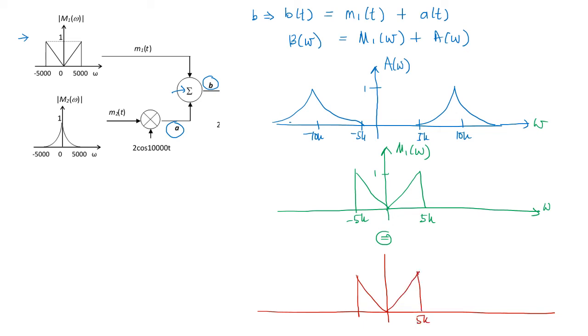So we have M1 from negative 5k to 5k, with magnitude 1, plus the A(omega) components with the same magnitude, and the same goes to the negative side: negative 5k, negative 10k, negative 15k. The magnitude is the same, so this is your B(omega).